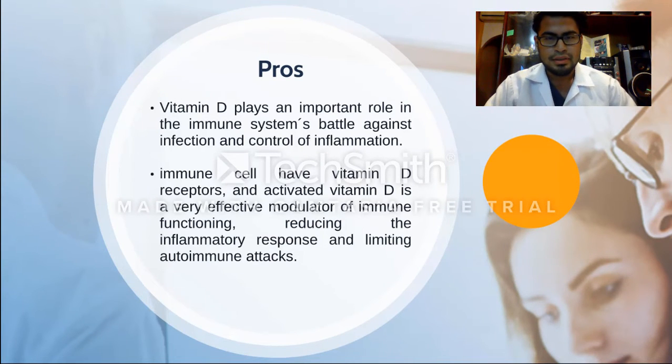Vitamin D plays an important role in the immune system's battle against infection and the control of inflammation. Immune cells have vitamin D receptors, and activated vitamin D is a very effective modulator of the immune function, reducing the inflammatory response and limiting autoimmune attacks.